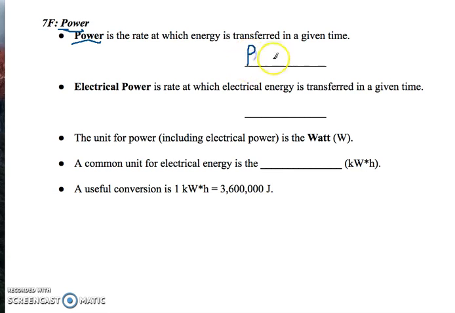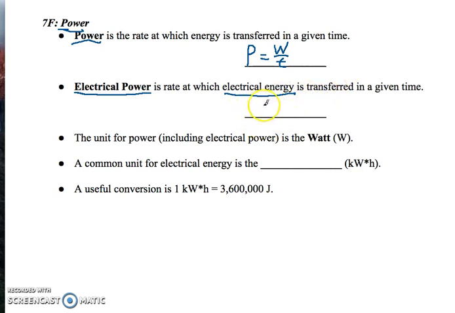The formula: power, P, is equal to the amount of work done, W, over the amount of time it takes to do it. So again, that's a general definition of power. Power is work over time. This is always valid. What's new this section is electrical power. Electrical power is the rate at which electrical energy is transferred in a given time. Power can imply lots of different energies being transferred and how fast that's taking place. Electrical power is only how fast electrical energy is being transferred.